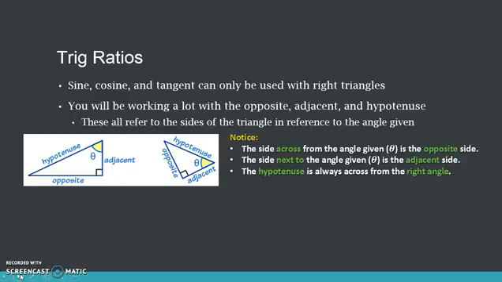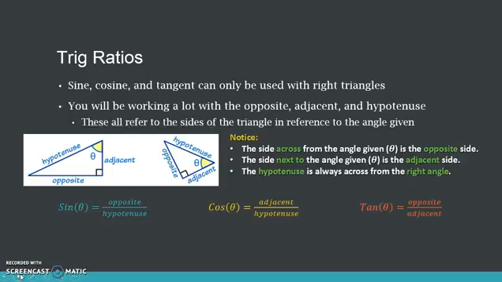So notice the side across from the angle given, theta, is the opposite side. The side next to the angle given, theta, is the adjacent side. And the hypotenuse, again, is always across from the right angle. So these are things you need to remember.